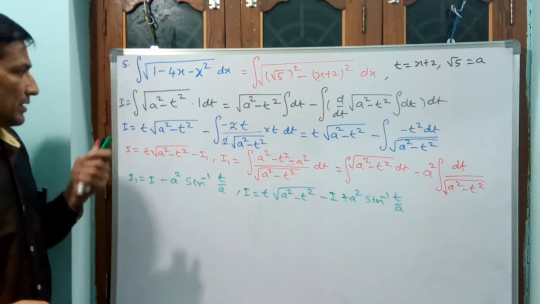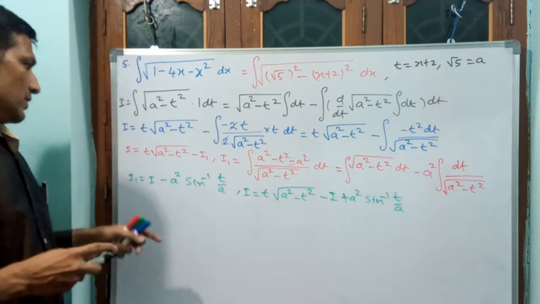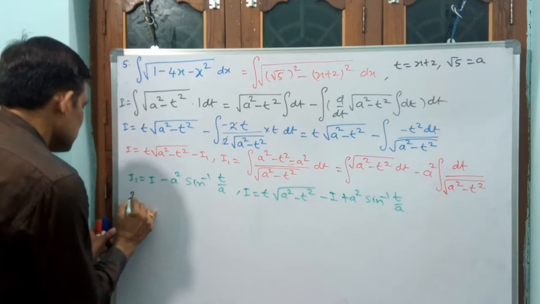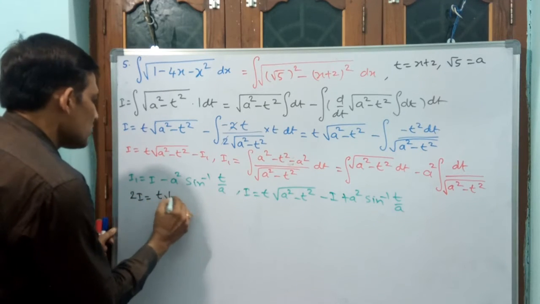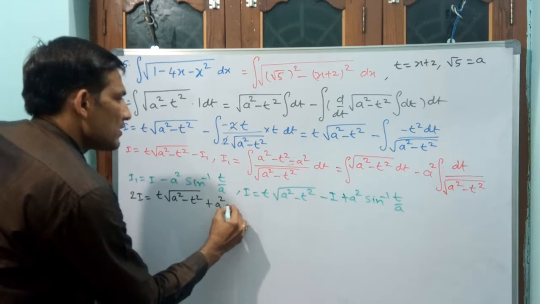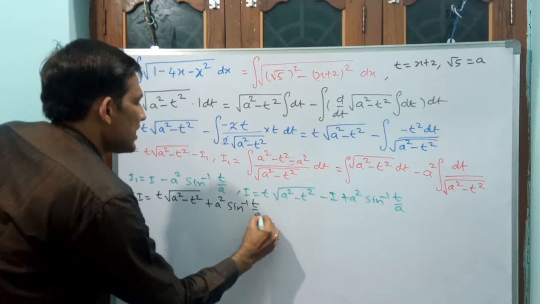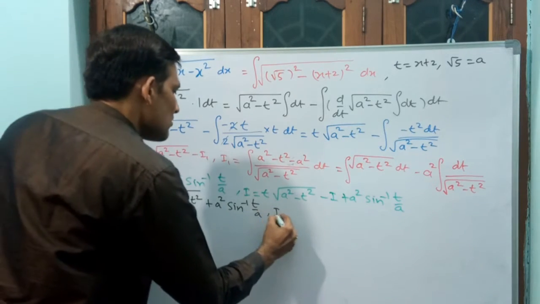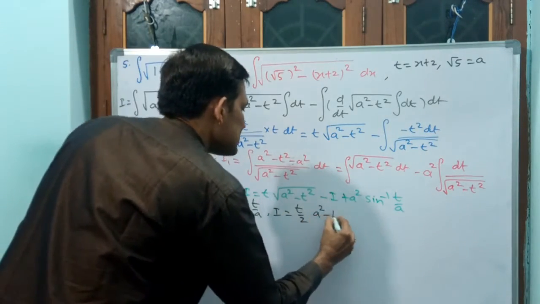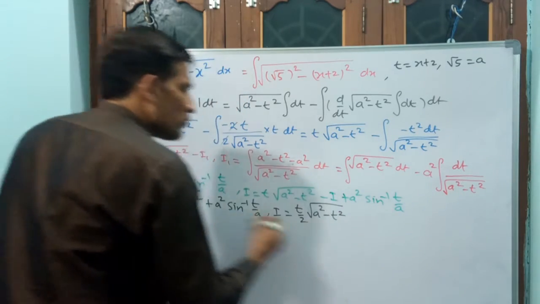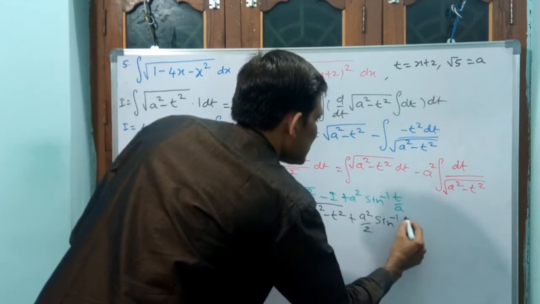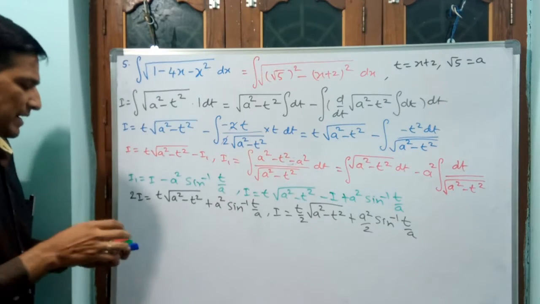Okay. Now, see, I is equal to this. I is going to come to this side, 2I it is going to become. 2I is equal to, write down. 2I is equal to t into square root of a square minus t square plus a square into sin inverse t by a. See, this is 2I. I is equal to divided by 2. T by 2 square root of a square minus t square plus a square by 2 sin inverse t by a. Okay, plus c we will write afterwards finally.